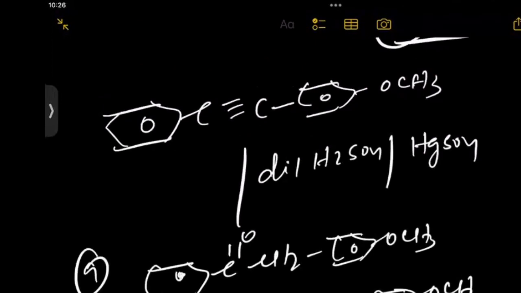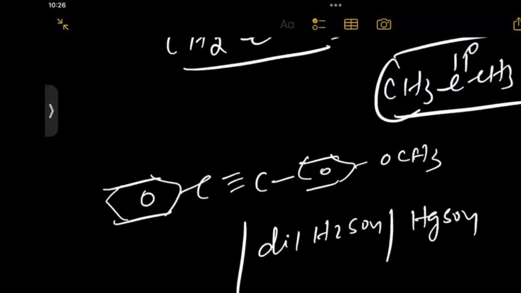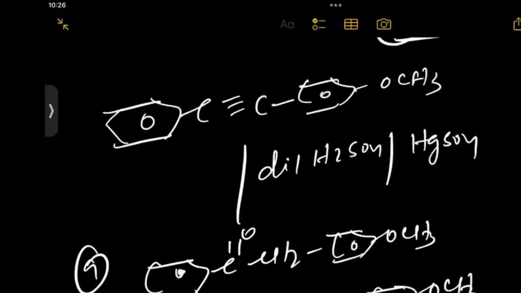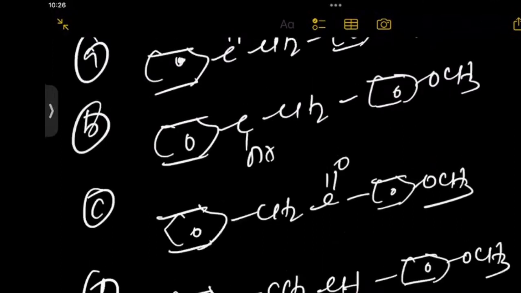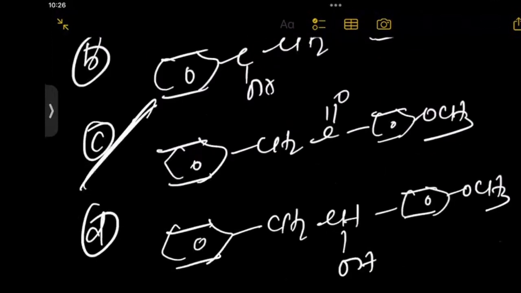Students, one thing keep in mind, in the beginning I told you that this is the electrophilic addition reaction. So students, where will the electrophile generate? Obviously, the electrophile will generate at the center, which is more stable because OCH3 is a donating group. So it means the electrophile generated at the center is more stable. Okay, so obviously this C option is going to be the correct one.